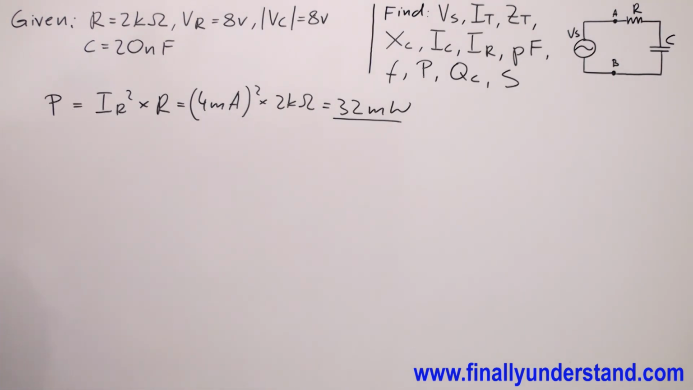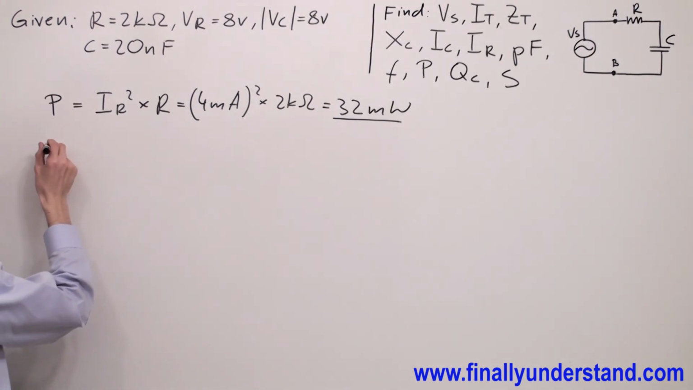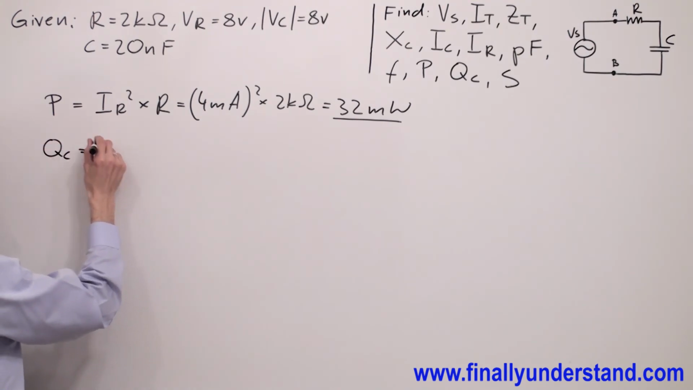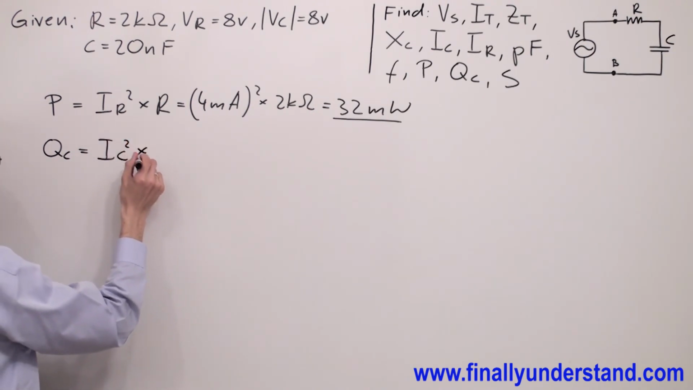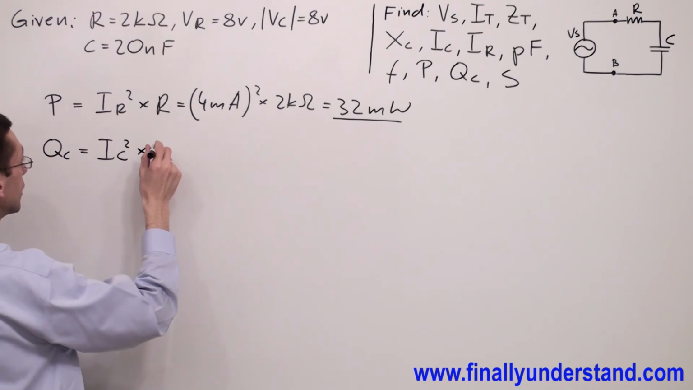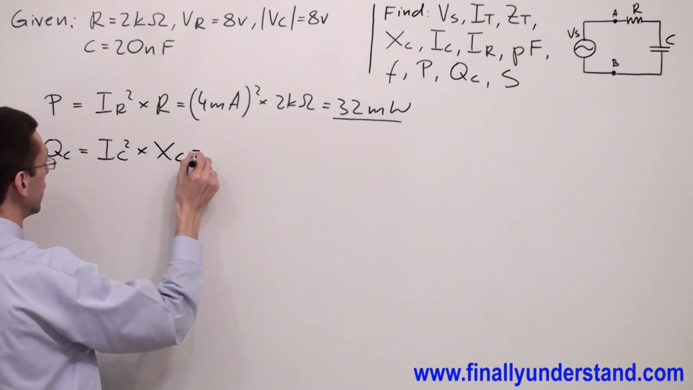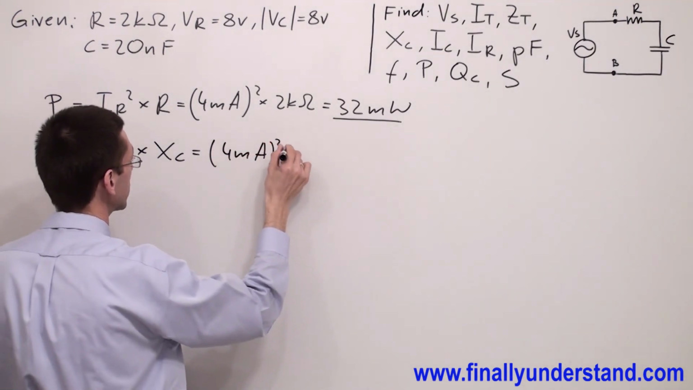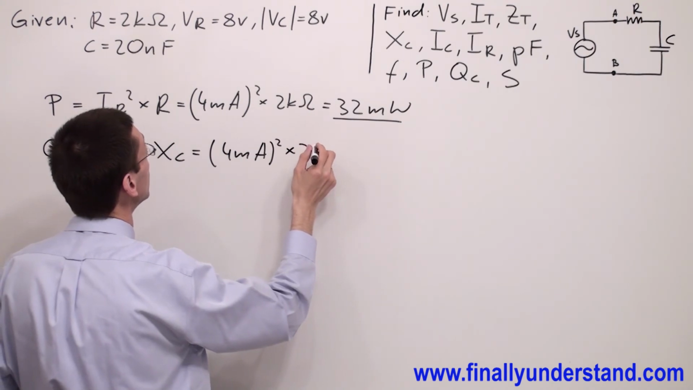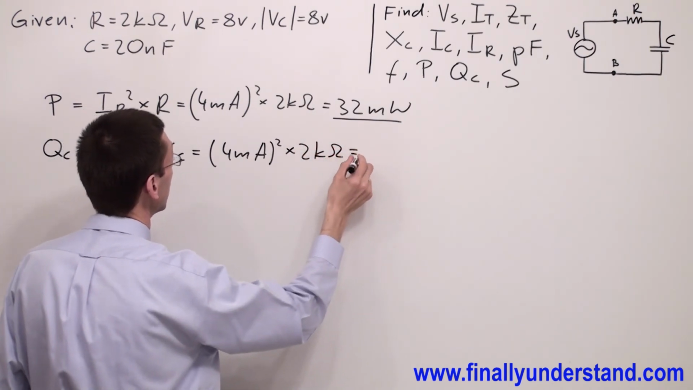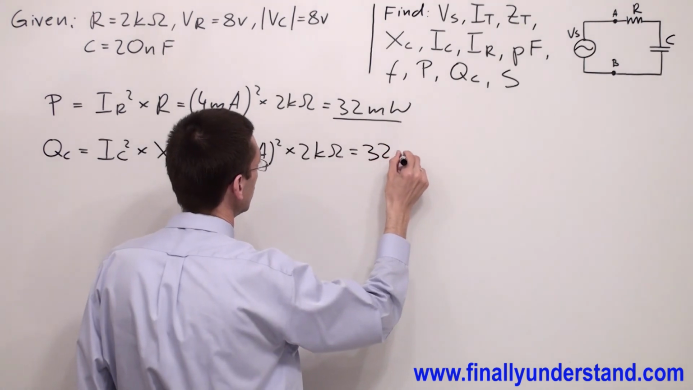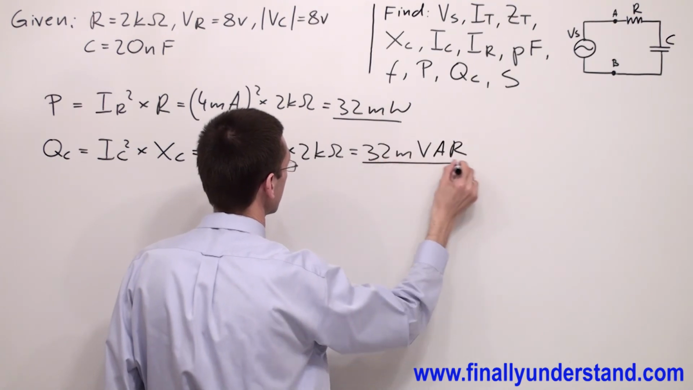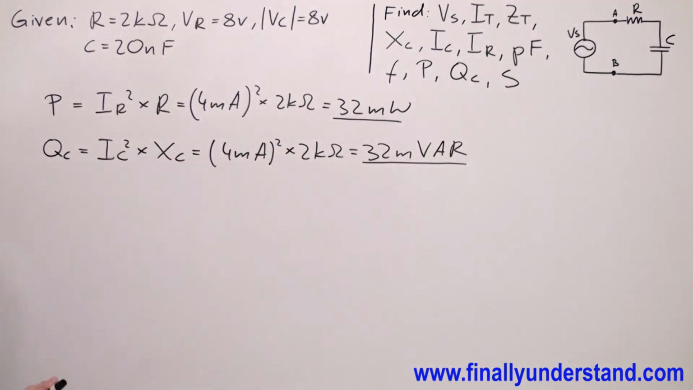Next, we're supposed to find the reactive power, Q C, which is equal to I C squared times X of C. Again, we don't use angles, so we have 4 milliamps to the second power times 2 kilo ohms, which is equal to 32 millivolt ampere reactive. This is my reactive power.